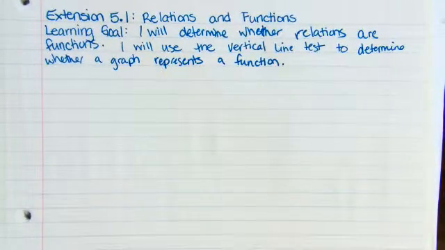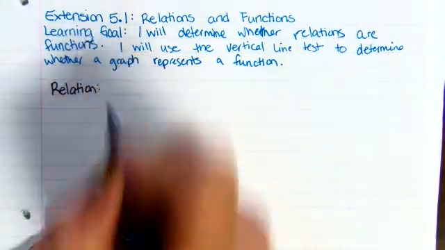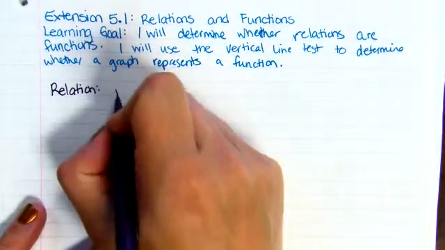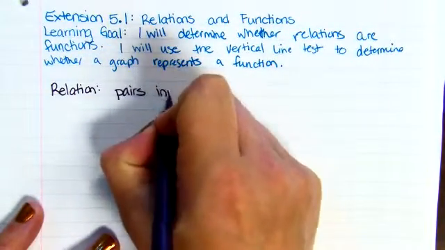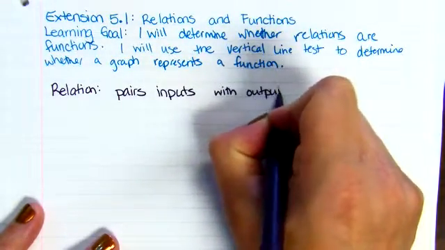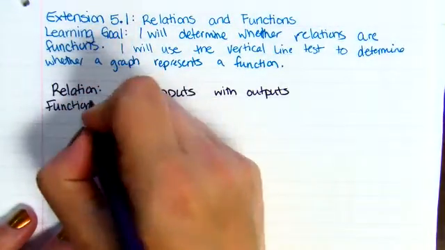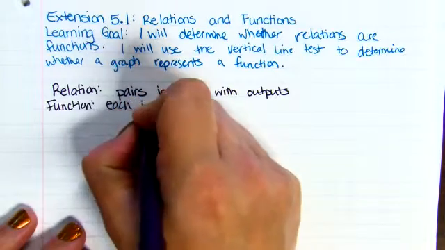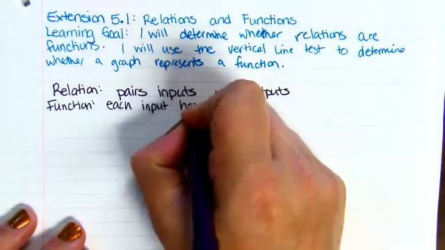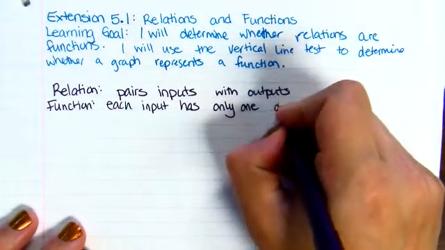So starting off with this, a relation is going to be any input paired with outputs. So a relation is just pairing inputs with outputs. And then let's go back and remember our definition of a function. A function said that each input has only one, or exactly one, output.